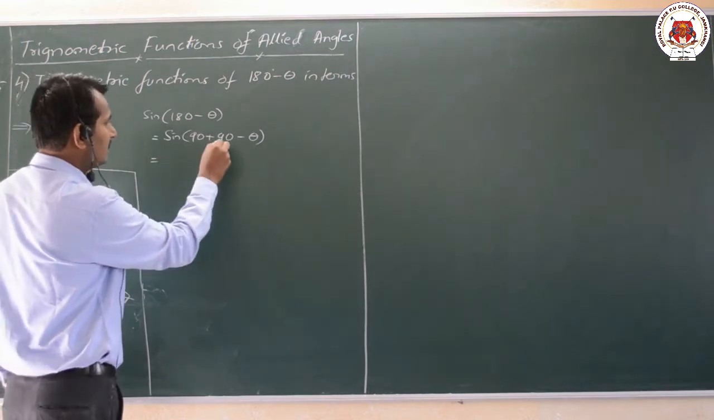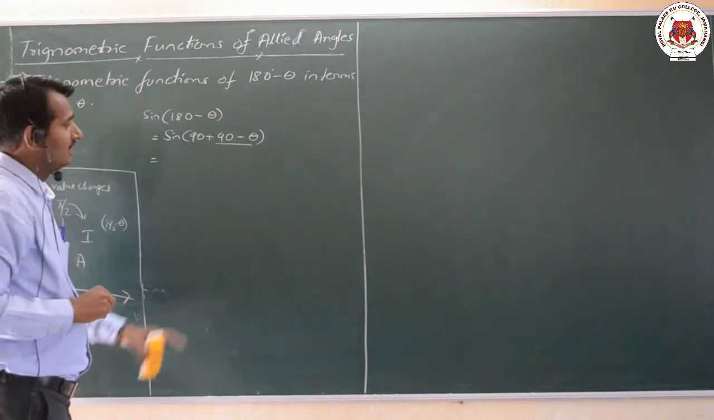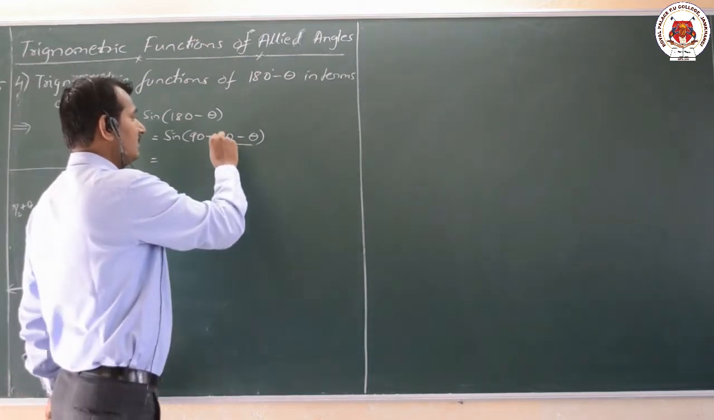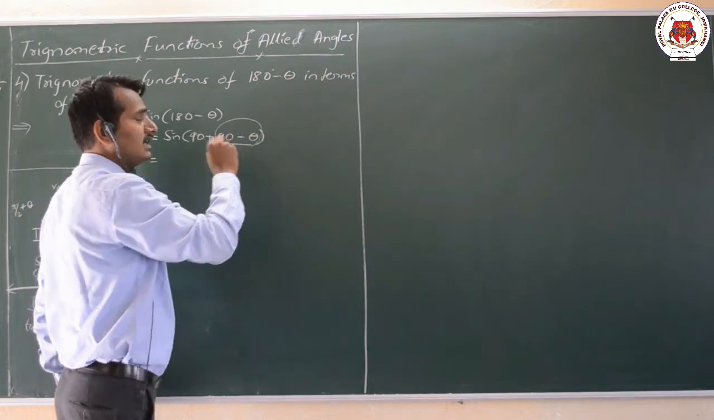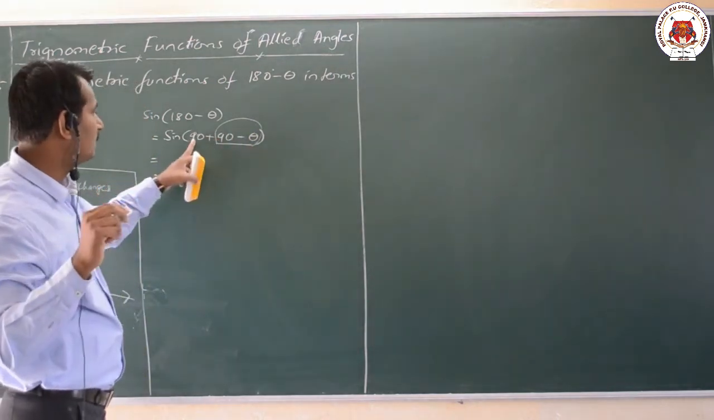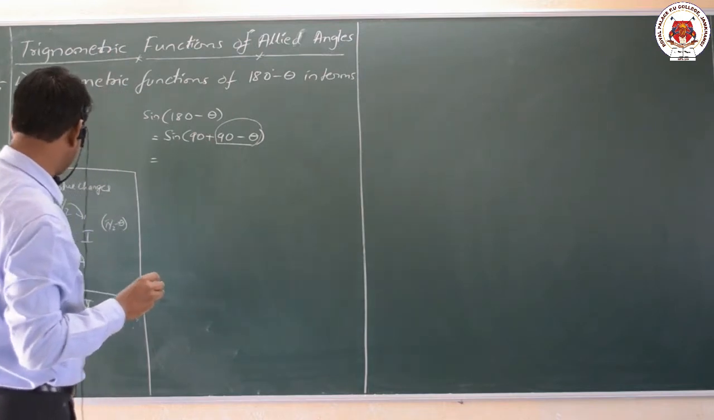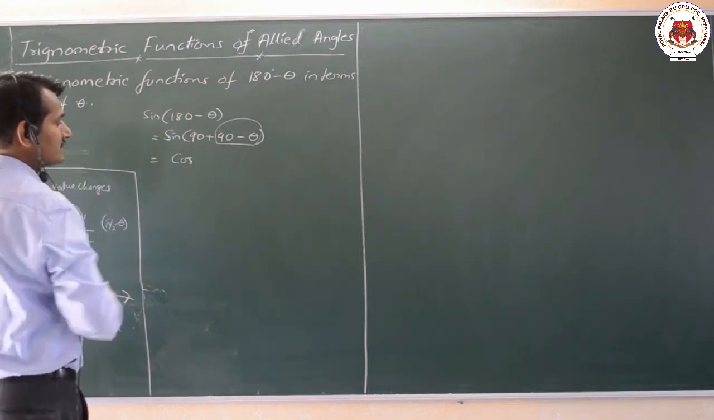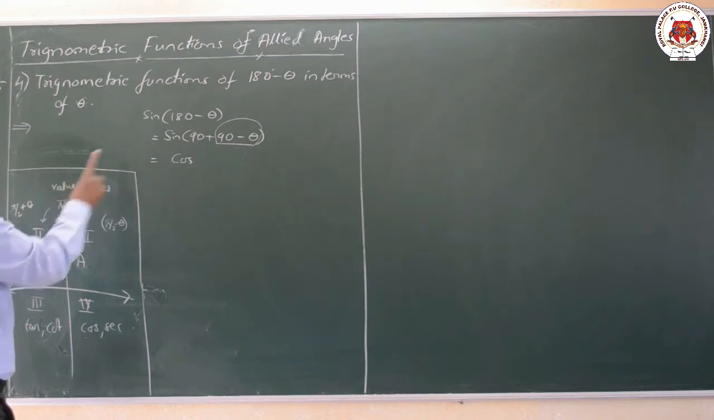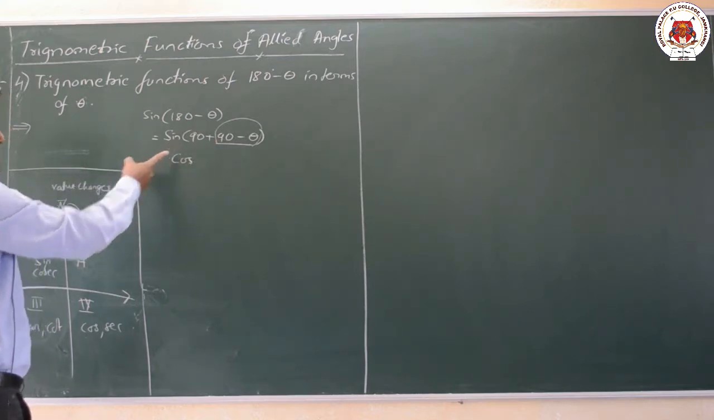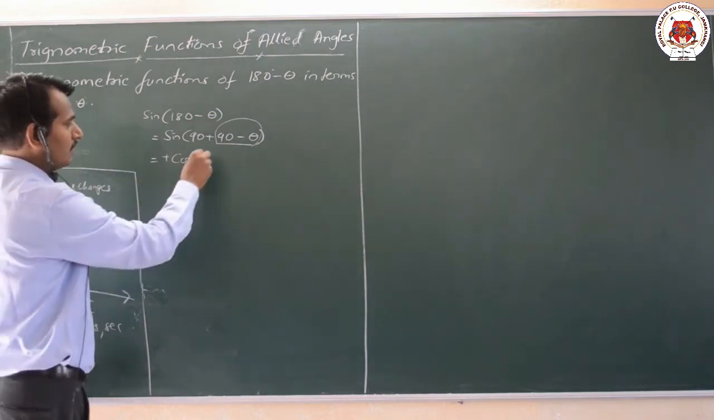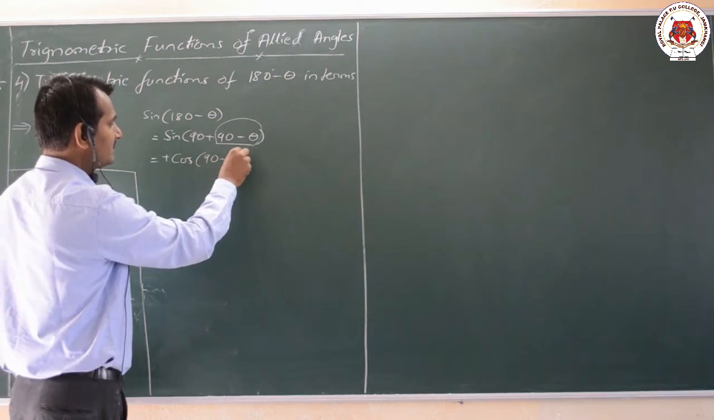Now, if I consider this 90 minus theta part as theta, what happens to sine of 90 plus theta? Sine of 90 plus theta comes in which quadrant? Second quadrant. In the second quadrant sine becomes cos, the value changes. In this second quadrant the sine value is positive, so we get it as positive. Cos of what is the remaining part, 90 minus theta.